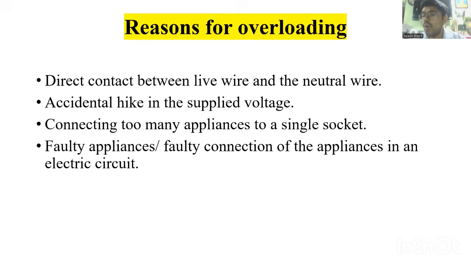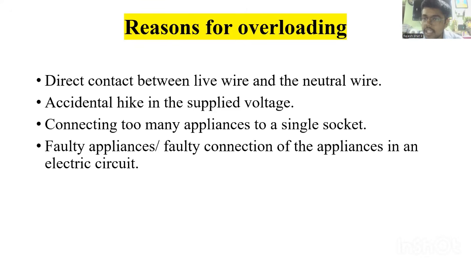Suddenly, an accidental hike in supply voltage. This question they'll ask: what is the potential difference between live wire and neutral wire in India? It is 220 volts. If there is a sudden difference in voltage, there will be overloading. And most of us make the mistake of connecting too many appliances to a single socket. And obviously the last one, faulty appliances, the appliances themselves are faulty.